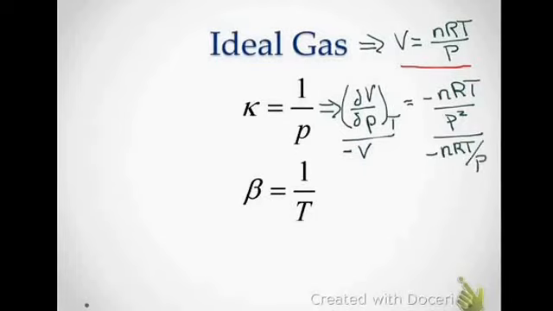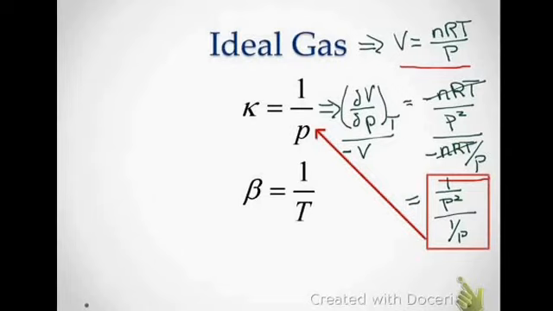Volume, of course, is nRT over P, so negative volume is negative nRT over P. Taking a look at that, we'll notice that the negative nRTs cancel out, so we're left with 1 over P squared divided by 1 over P, which is the same thing as P over P squared, and of course P over P squared is very simply just 1 over P. So there's the derivation that shows that for an ideal gas, this isothermal compressibility is indeed 1 over P.